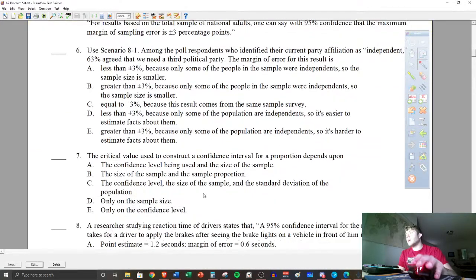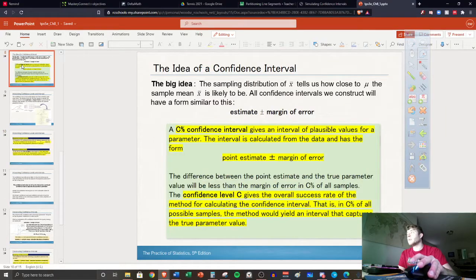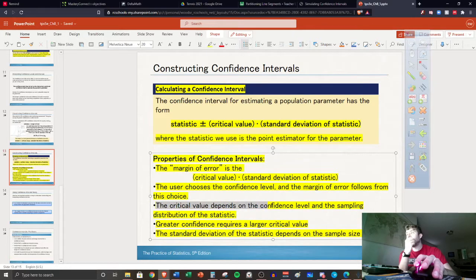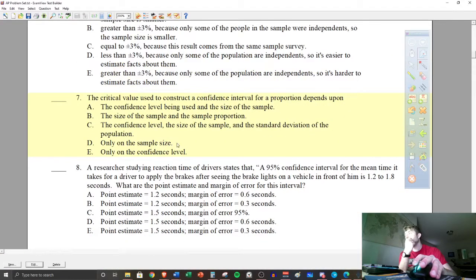So let's talk about 7. It says the critical value used to construct a confidence interval for a proportion depends on what? So how do we determine the critical value? Well, that's in our notes here as well. Critical value depends on the confidence level and the sampling distribution of the statistic. And really, more importantly, this is what we have here. This is going to be our answer to this problem.